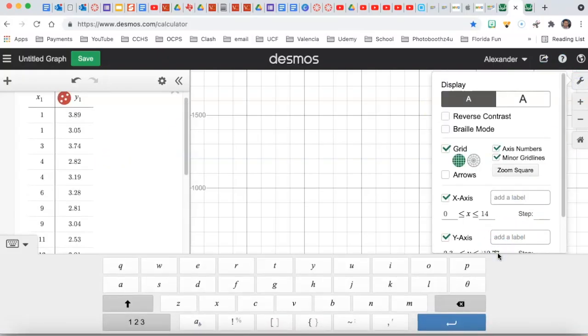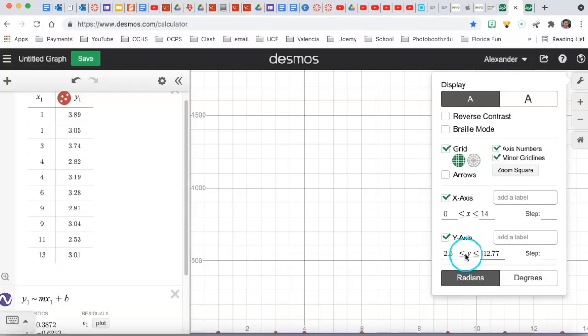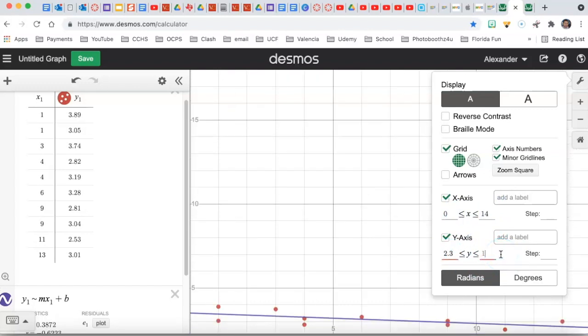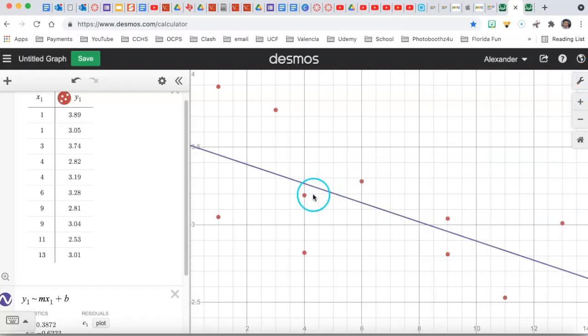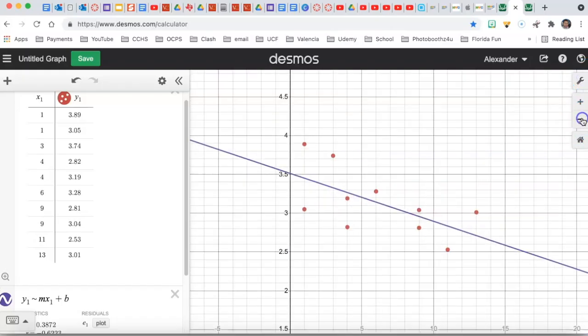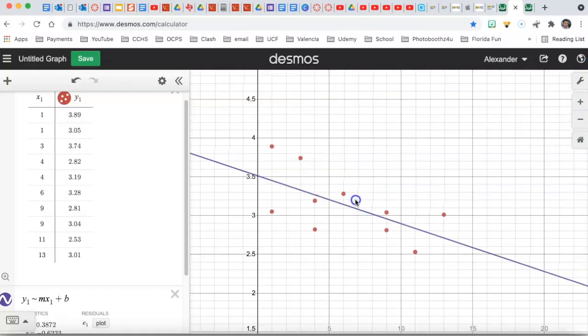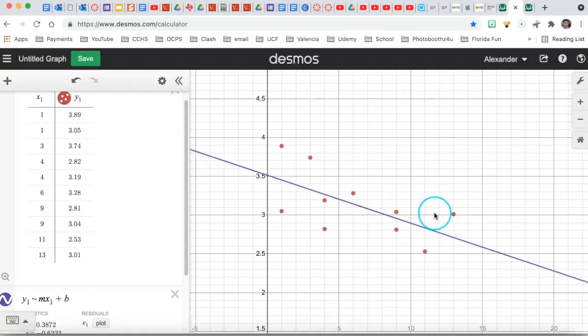So what I'm doing is changing the ranges. I hope you noticed that. The x between 0 and 14, the y between 2.3 and 4. And I found my points. There we go. You see that? So it helped me out. Now I can zoom out a little bit and see all the points and the line of best fit.